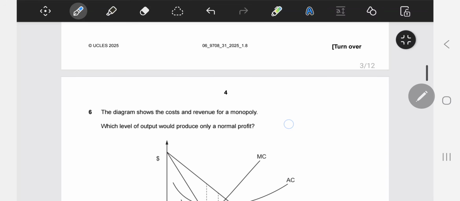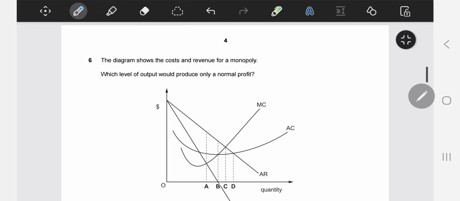All right, let's go on to question 6. The diagram shows the cost and revenue for a monopoly. Which level of output would produce a normal profit? So normal profit is where AC is going to be meeting AR, and that will be that point there, point D. So where AC meets AR.